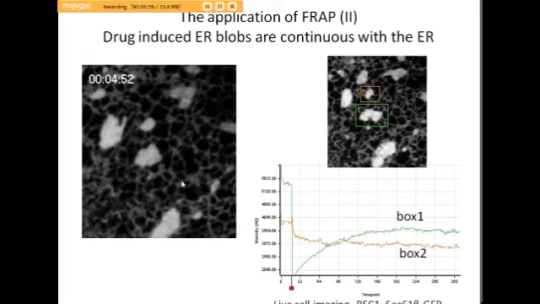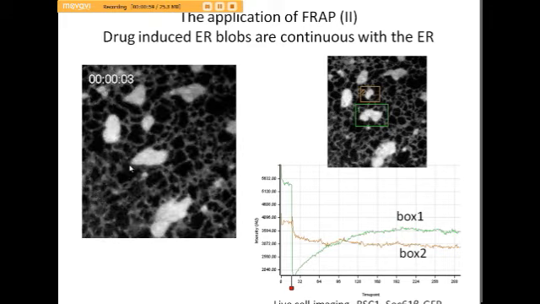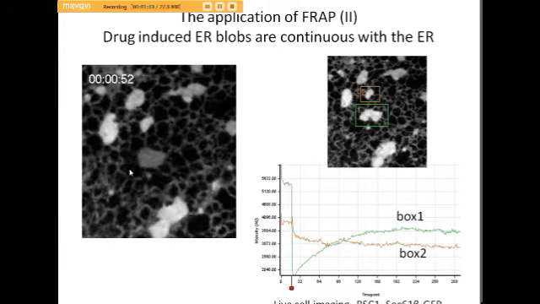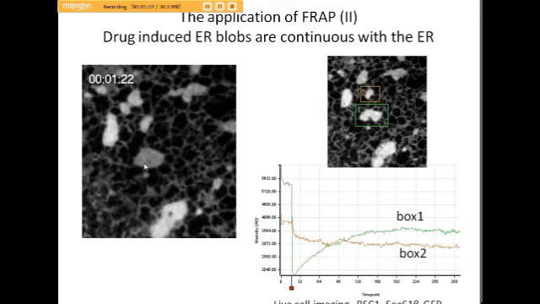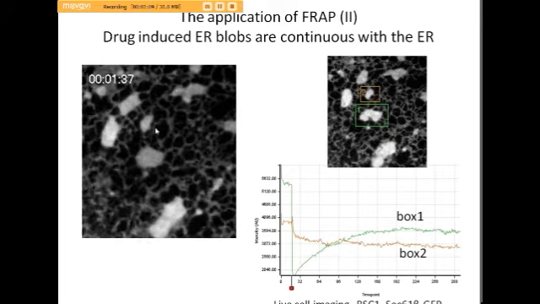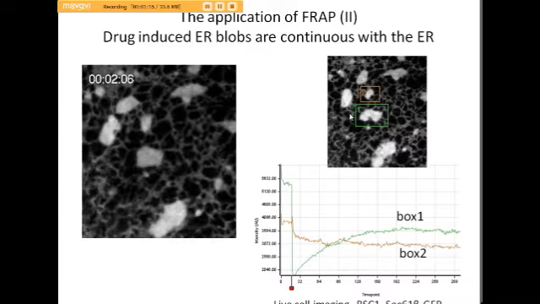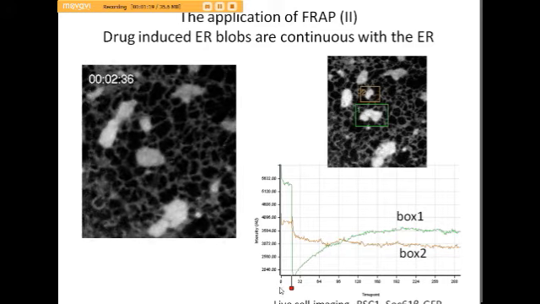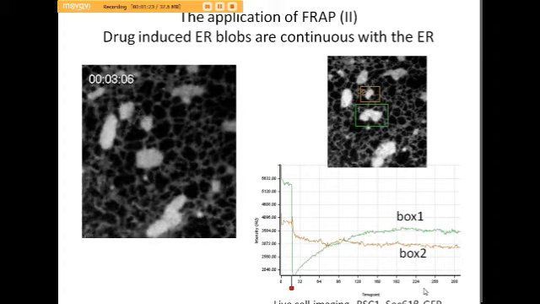FRAP was utilized here to study this possibility. There are two ROIs here. Within this ROI, this membrane blob is photobleached, and the second ROI is here. This ROI will be monitored for its fluorescence as well. So here is ROI 1, ROI 2, and here is an intensity versus time curve.